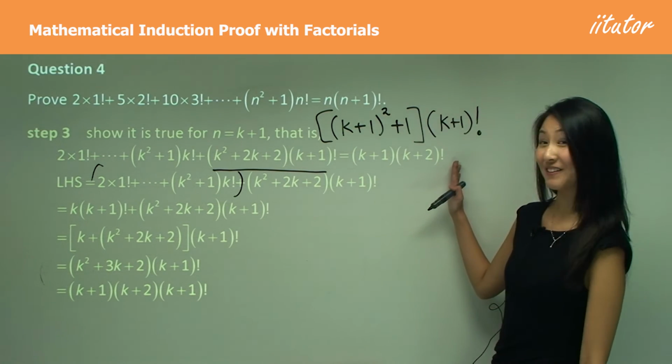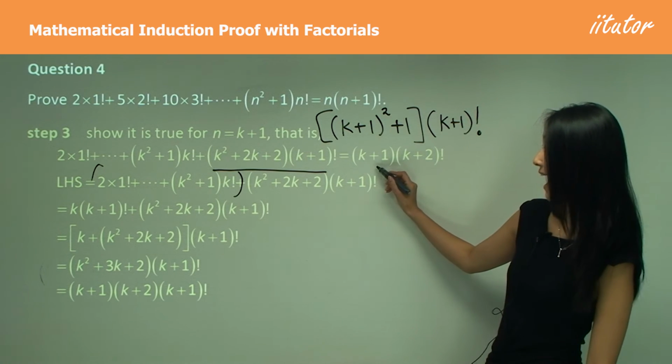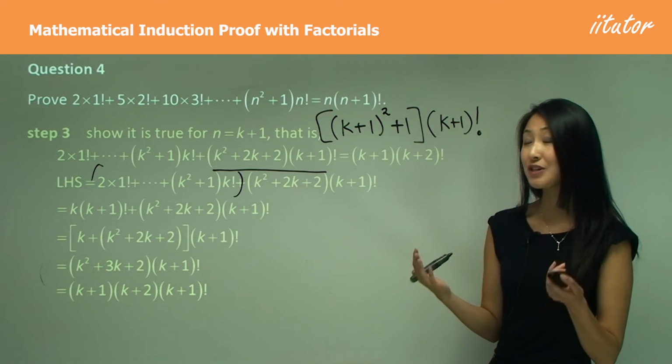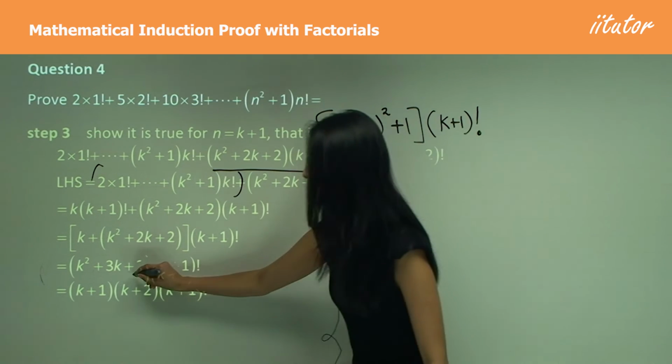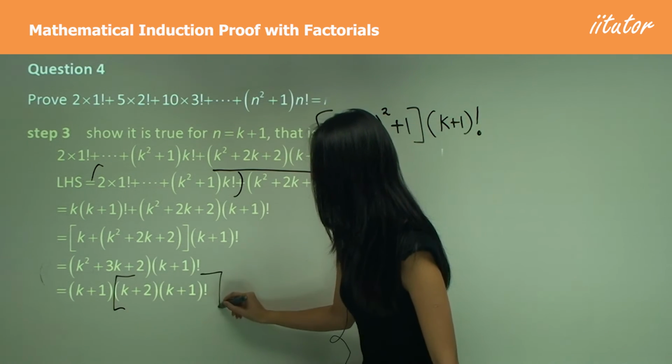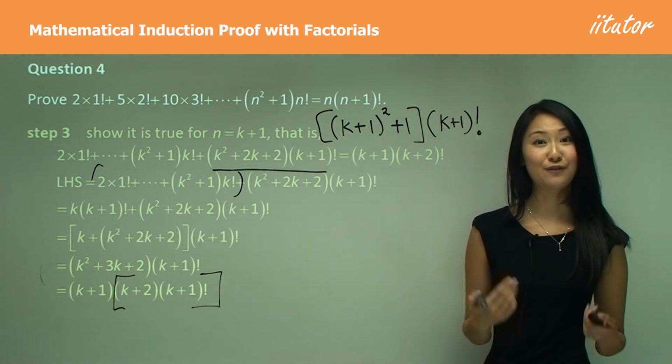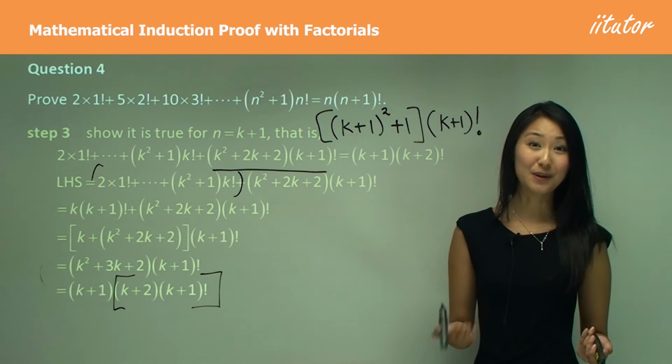Now, looking back on the right-hand side, you can see that we have the k plus 1, but what we don't have is a k plus 2 factorial. So somehow we have to think of a way to make this section equal to k plus 2 factorial. Now, can you think of a way that we can do that?